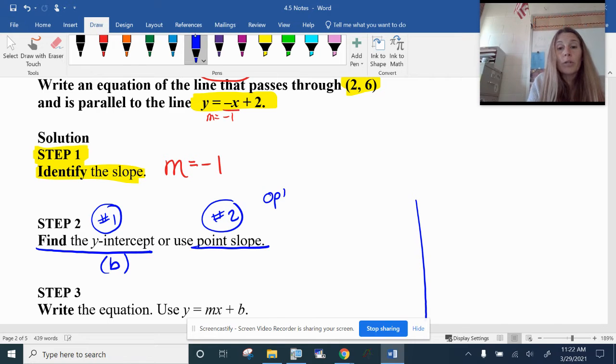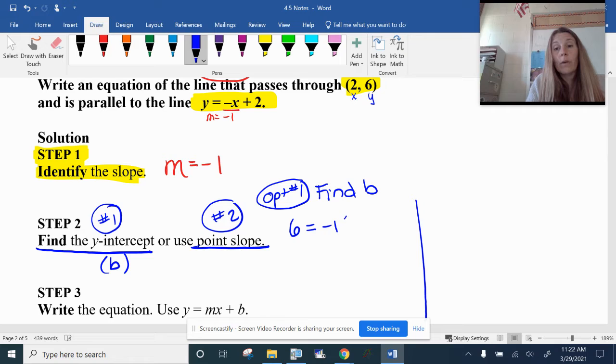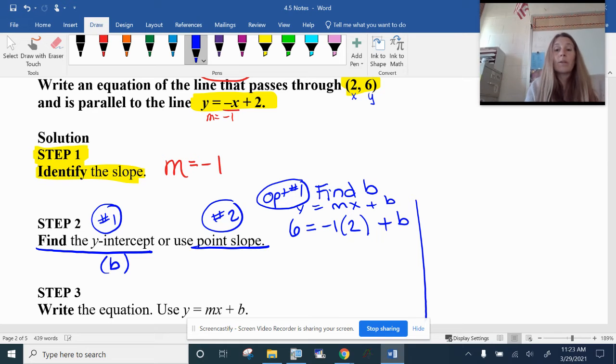So if you're going to do option 1, and that's find the b value, right? You're going to use the point that's given to you, and that's going to go in for your y and your x, and of course your slope. And we're really just plugging into that slope-intercept form, right? So 6 equals -1 times 2 plus b, and then we're just going to simplify this here, and then we're going to get the b by itself, and we end up with a b value of 8.